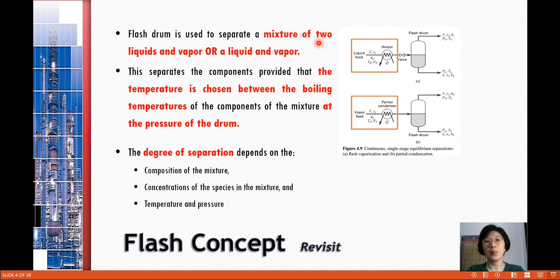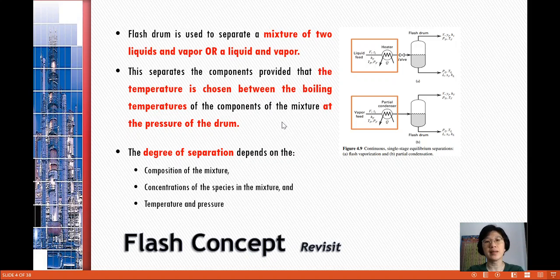But what is actually two liquids and vapor? Two liquids here are referring to, say, in your feed you have two components. When in liquid phase, they are immiscible, meaning these two liquids are not mixed together. When you put them together, two layers are formed.